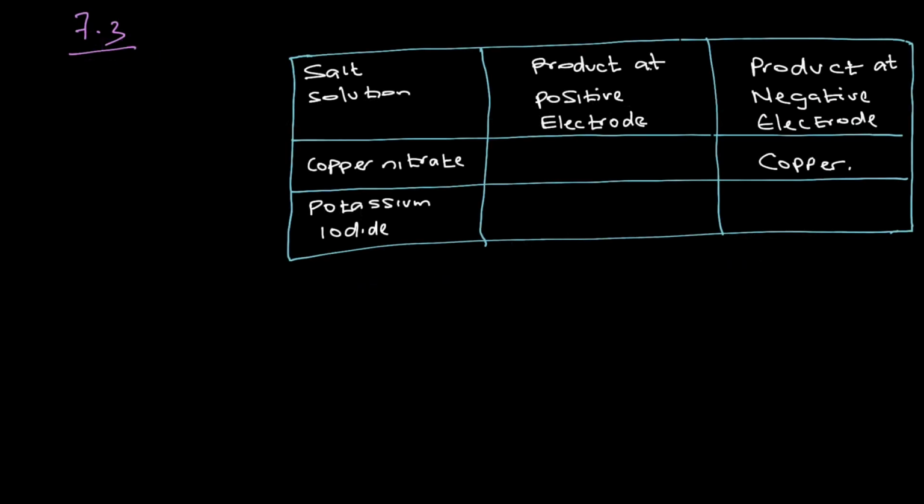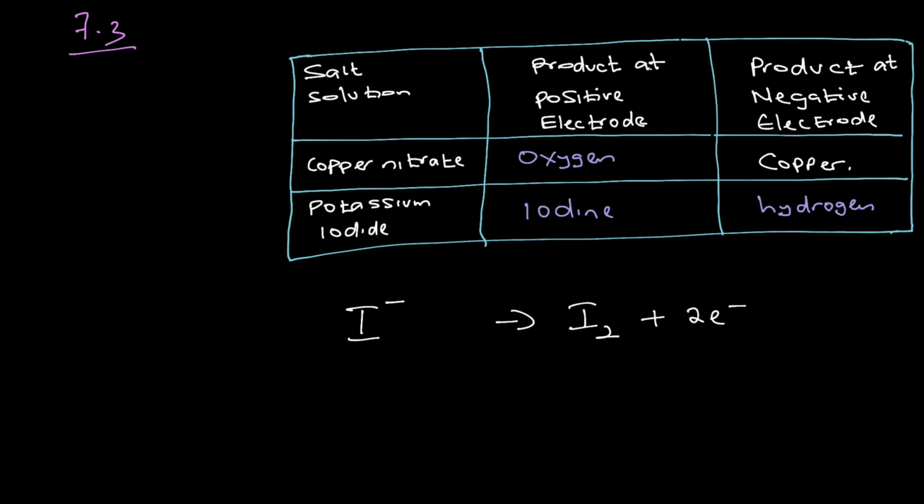Question 7.3. 2 aqueous salt solutions are electrolyzed using inert electrodes. Complete table 4 to show the product at each electrode. So in this situation, you're going to get oxygen produced at the anode, which is the positive electrode, and at the cathode we get hydrogen being produced there. Iodine is also being produced at the anode, the positive, because iodide makes iodine plus 2 electrons, because there's 2 iodine there, so that'll be times 2, so that's okay.